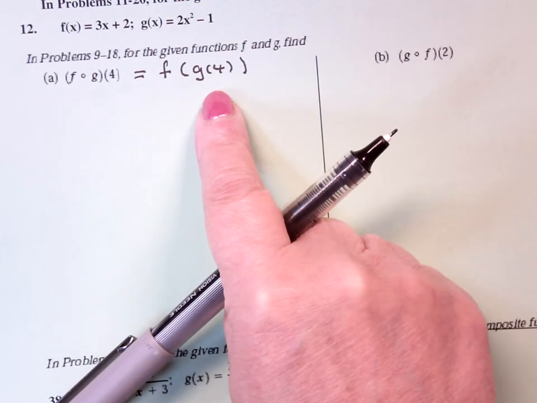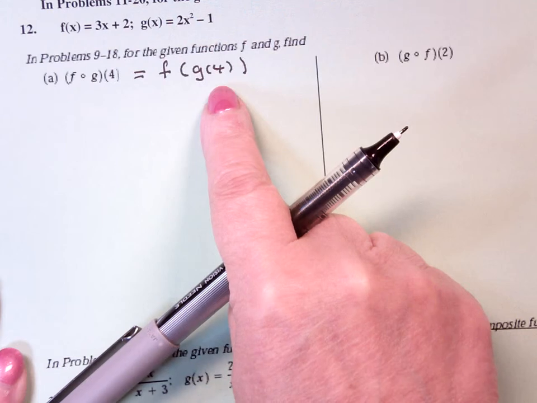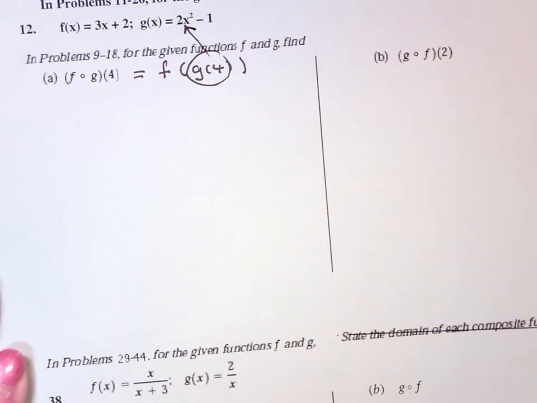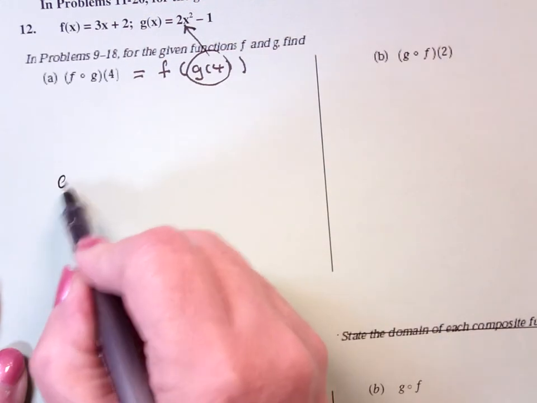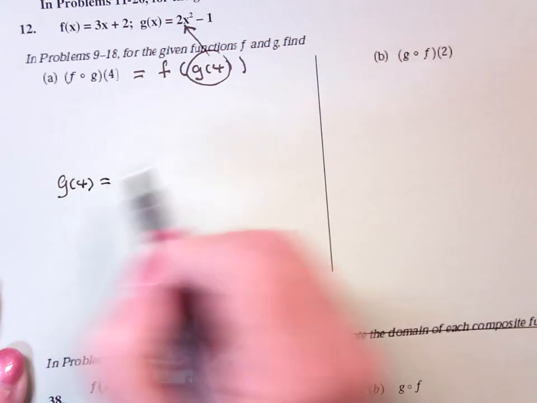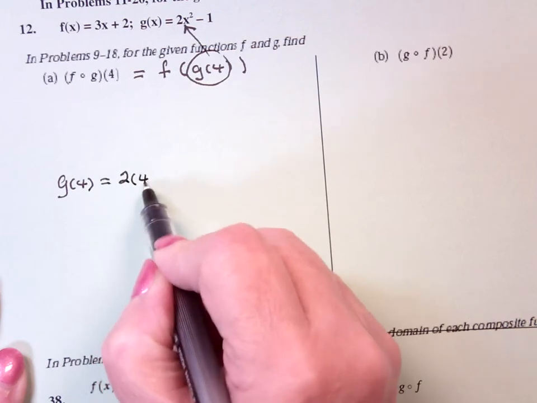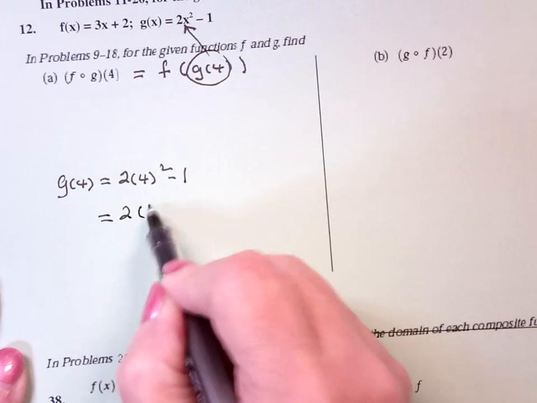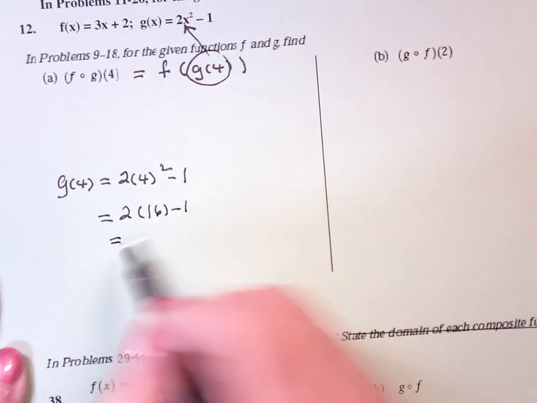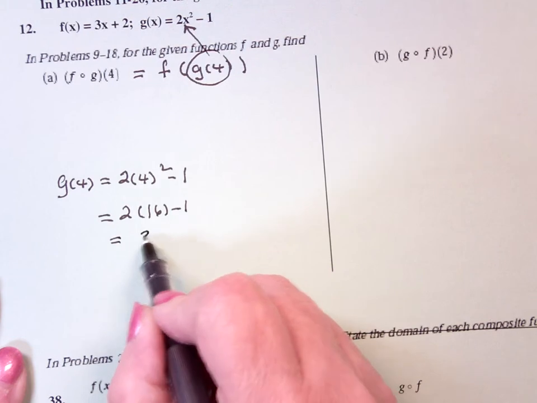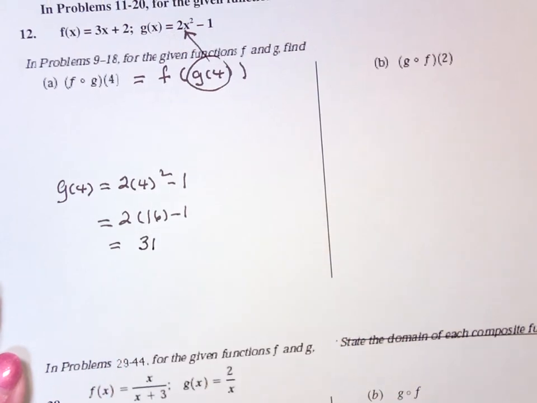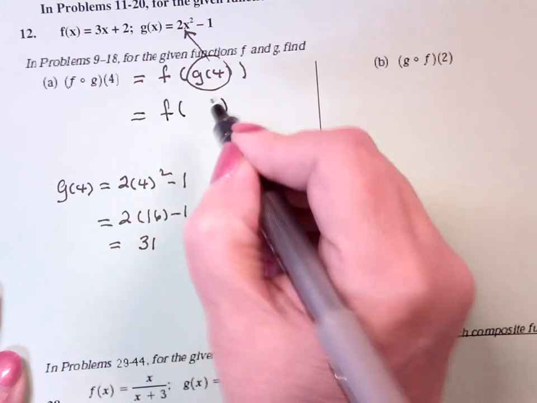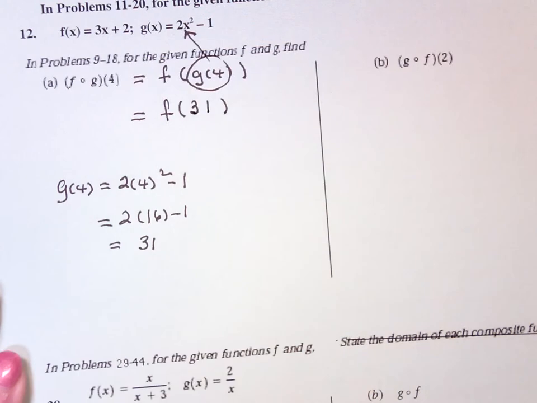Now g of 4 is the y value when x equals 4 in this second function. So I'll calculate out what g of 4 is. G of 4 happens to be 2 times 4 squared minus 1, which is 2 times 16 minus 1, which is 32 minus 1, or 31. So what I'm looking at now is f of g of 4 is f of 31.